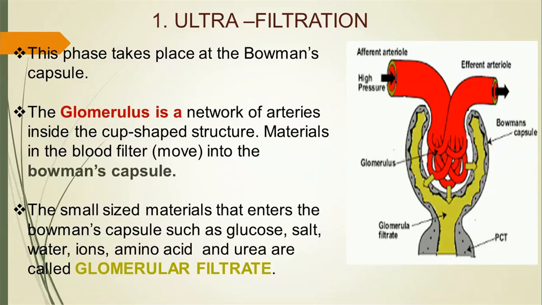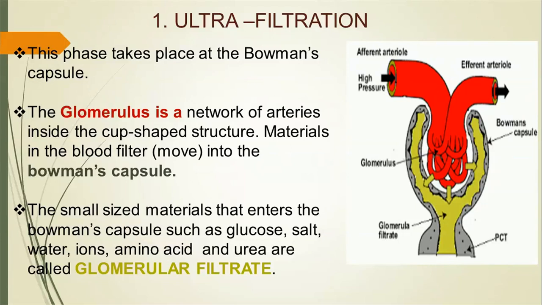The glomerulus is a network of arteries inside the cup-shaped structure called the Bowman capsule. Materials in the blood, that means materials in the glomerulus, are filtered into the Bowman capsule, just like the sieve. Rice is filtered out of the sieve into wherever they want to go. The small size materials that enter the Bowman capsule, such as glucose, salt, water, ions, amino acids, and urea, are all called glomerular filtrate.